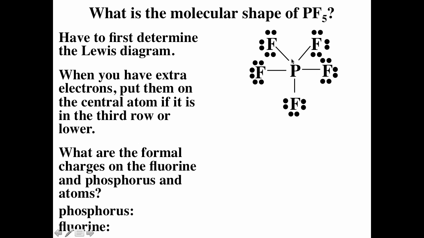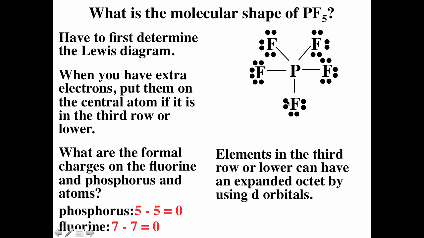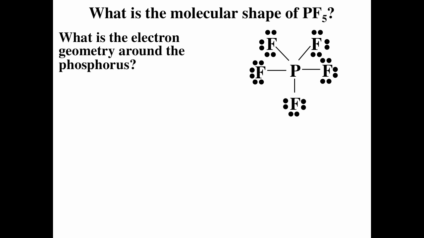Now I can confirm this is a stable structure by calculating the formal charge. And so phosphorus starts with 5. If these bonding electrons are equally shared, it also has 5. So 5 minus 5 is 0. For fluorine, it starts with 7. If these bonding electrons are equally shared, then it's surrounded by 2, 4, 6, 7. And so fluorine also has a formal charge of 0. But again, please remember, elements in the 3rd row and lower, like phosphorus, can have more than 8 electrons.